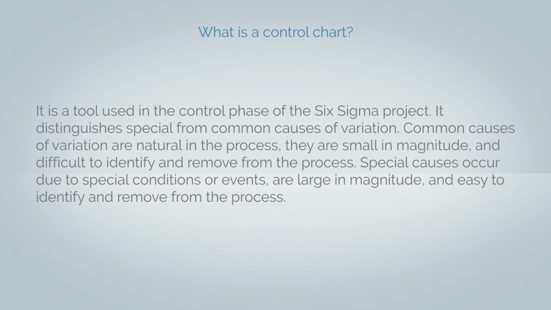It is a tool used in the control phase of the Six Sigma project. It distinguishes special from common causes of variation. Common causes of variation are natural in the process, they are small in magnitude, and difficult to identify and remove from the process. Special causes occur due to special conditions or events, are large in magnitude, and easy to identify and remove from the process.